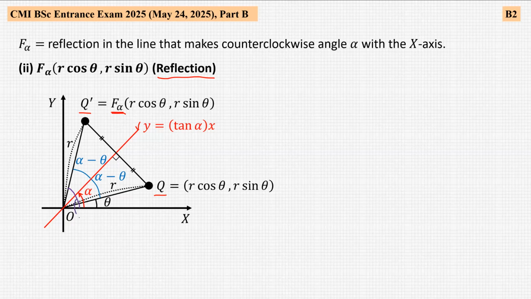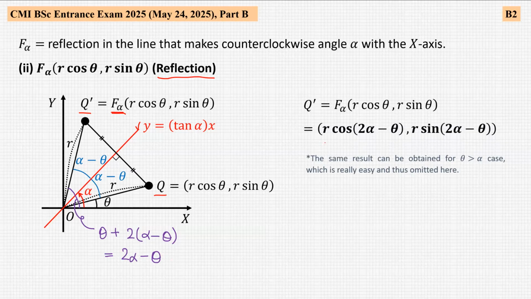Therefore, the angle between OQ prime and the positive direction of the x-axis is theta plus twice the quantity alpha minus theta, which is equal to 2 alpha minus theta. Therefore, the reflected point is (r cosine of 2 alpha minus theta, r sine of 2 alpha minus theta).